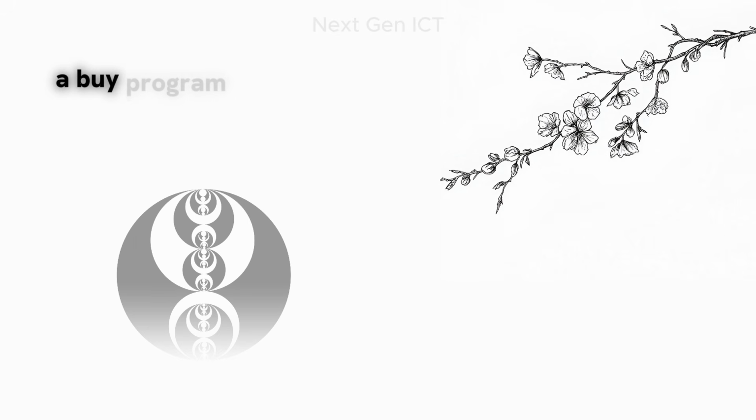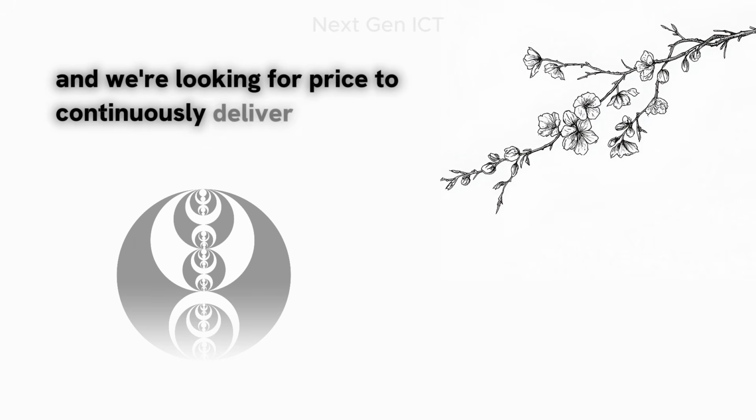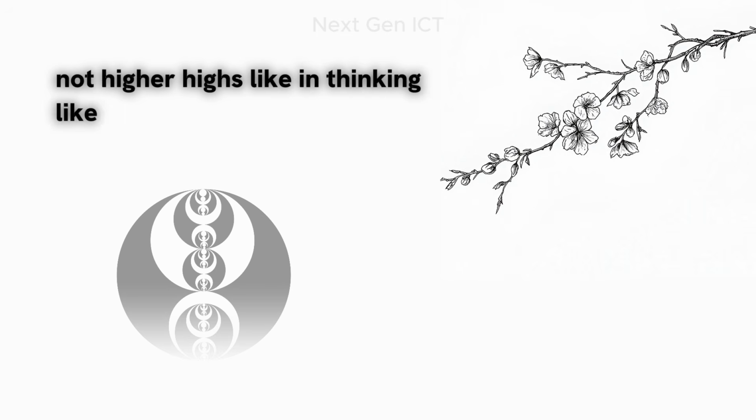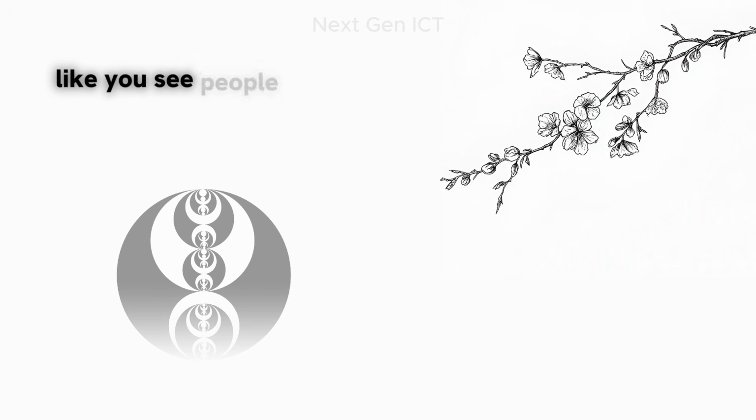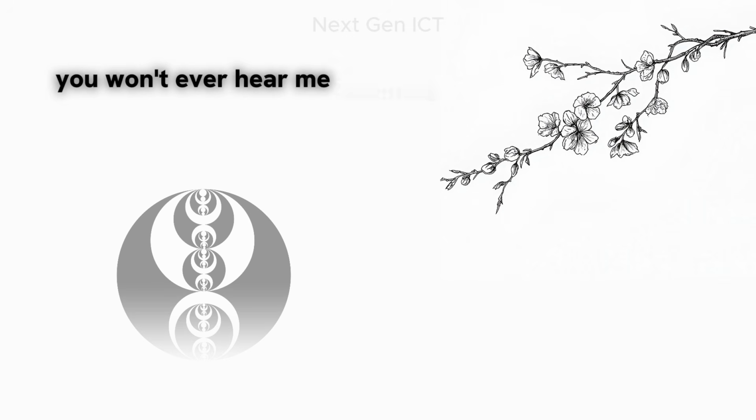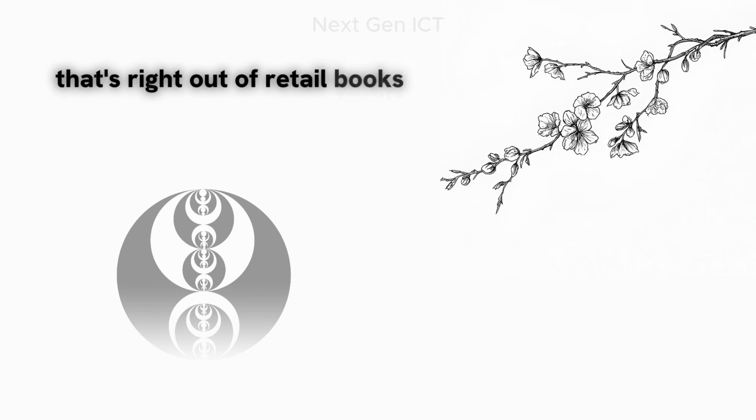A buy program where markets are bullish and we're looking for price to continuously deliver. Delivering is constantly booking and printing new higher highs, not higher highs like in thinking like market structure, like you see people teaching market structure, higher highs, higher lows, higher high. Fuck that. That's too simplistic. That is not what I'm teaching you. You don't ever hear me teaching higher high, higher low bullshit. Okay, that's right out of retail books. Stop that. It's understandable and it's introductory.